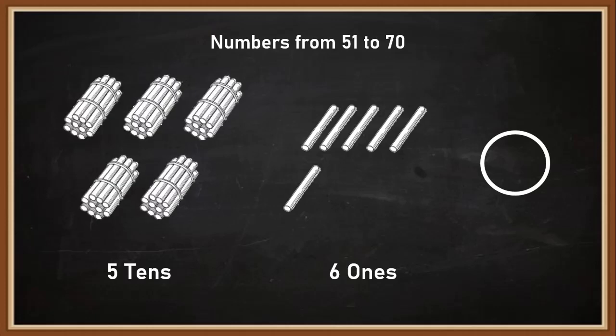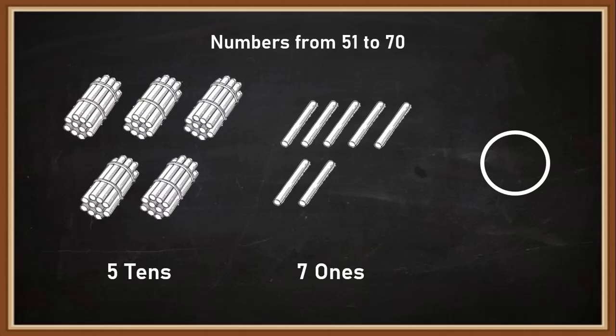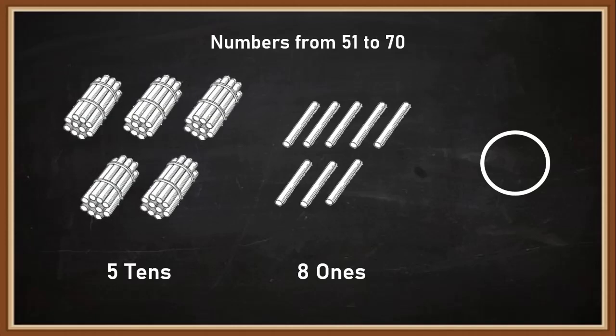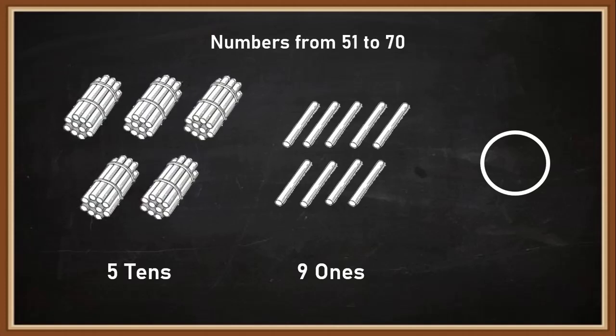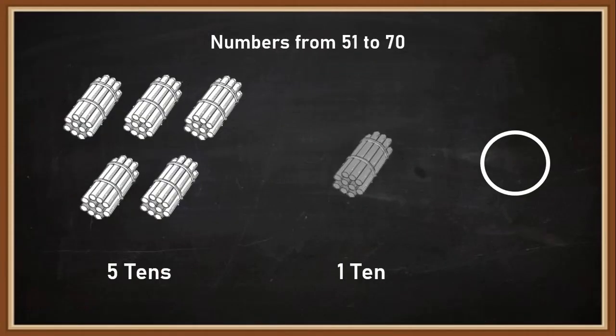5 tens and 6 ones is 56. 5 tens and 7 ones is 57. 5 tens and 8 ones is 58. 5 tens and 9 ones is 59. 5 tens and 1 ten is 60.